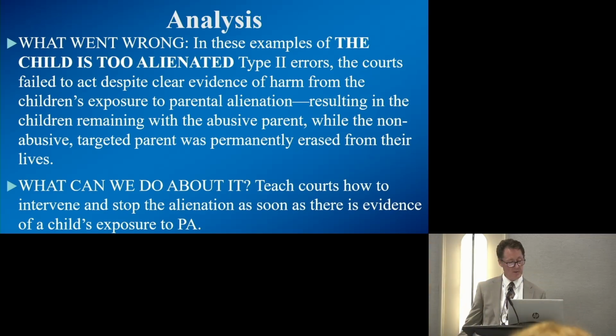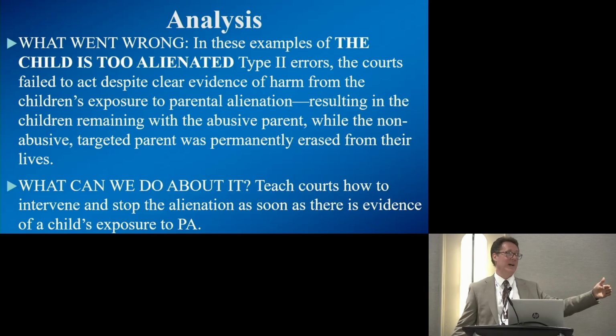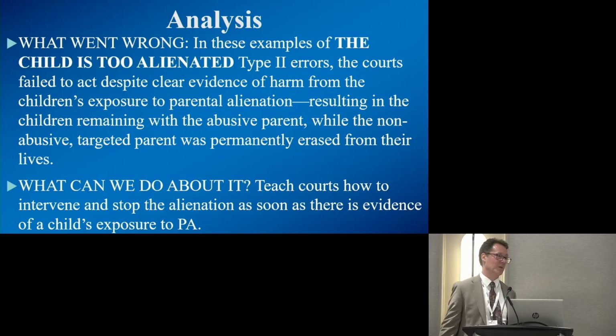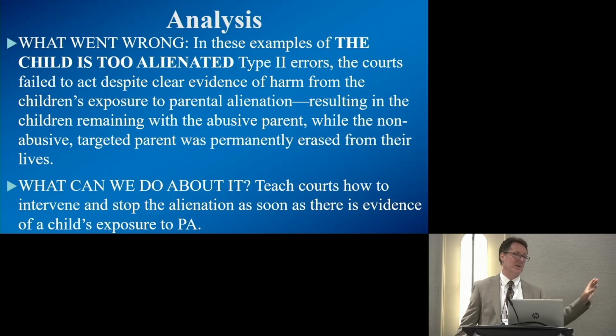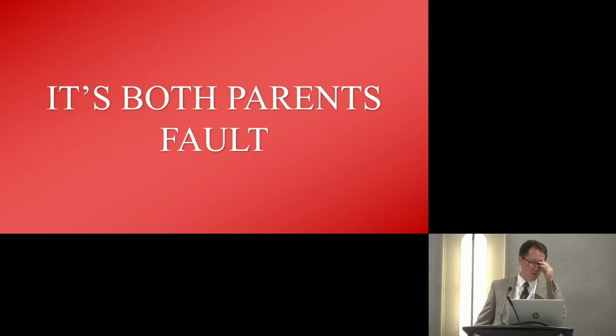Teach courts how to intervene and stop alienation as soon as there is evidence of the child's exposure to parental alienation. Because typically when you get this far, and maybe they are too far gone, there's some point in the past where somebody could have done something. If you look back and you've done autopsies on these cases like I have, you go, oops, oops, oops, oops, oops.